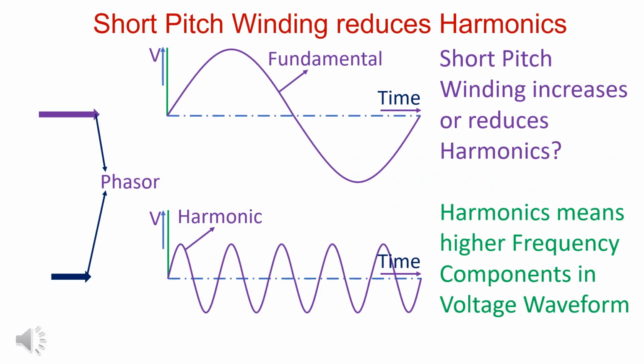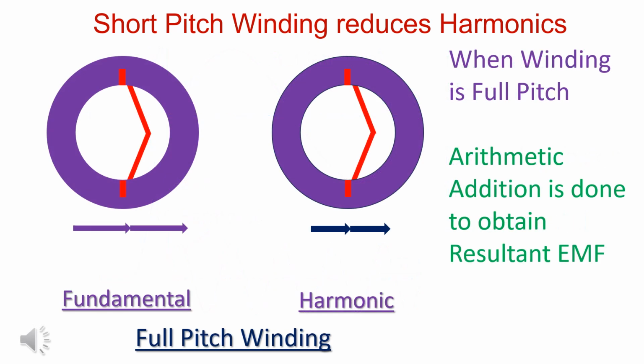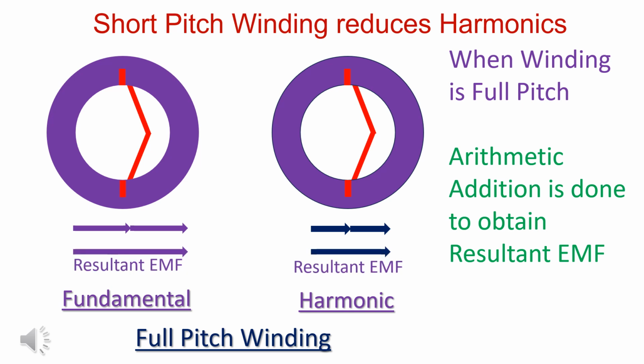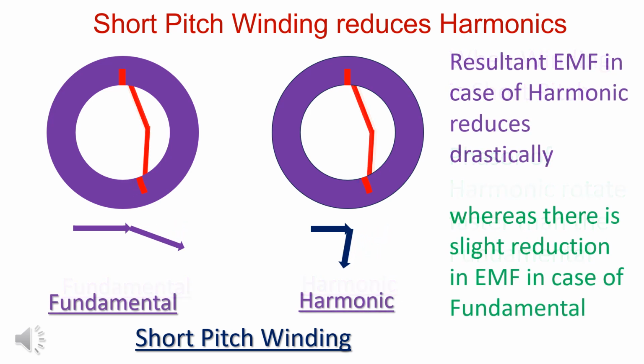Short pitch winding increases or decreases harmonics? Harmonics means higher frequency component. This means that the phasor of harmonic is running faster. In case of a full pitch winding, arithmetic addition is done to obtain the resultant EMF. When the winding is made short pitch, the phasor of harmonic runs faster. Resultant EMF in case of harmonic reduces drastically.